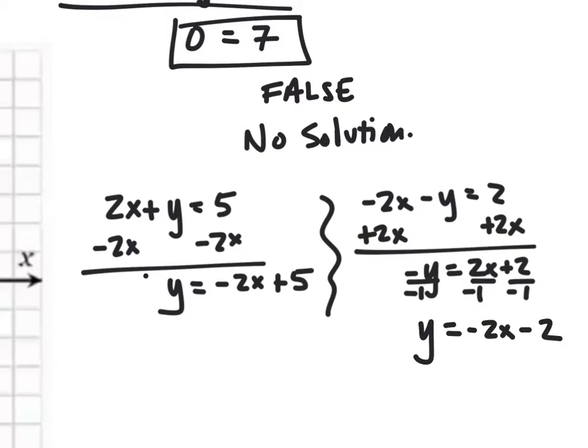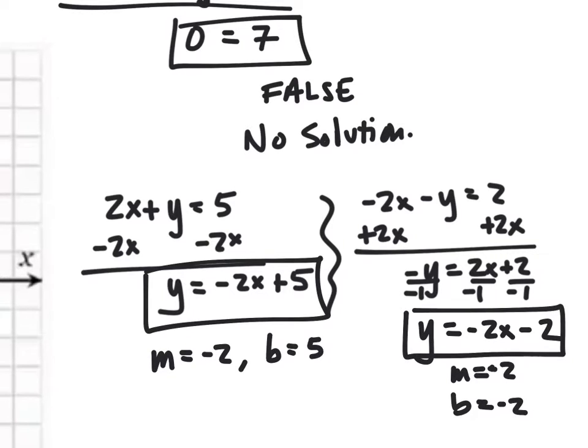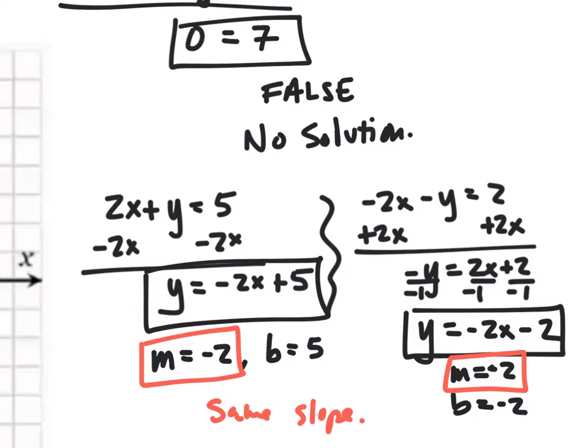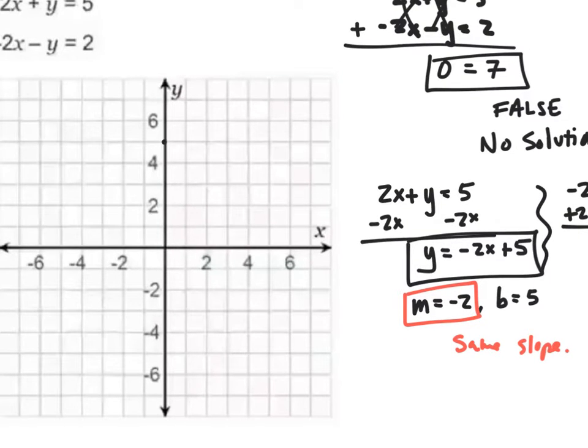Okay, so now notice here, in this equation, I have a slope of negative 2 and a y-intercept of 5. Here I've got a slope of negative 2 and a y-intercept of negative 2. So notice that I have the same slope. So slope is equal to negative 2. Let's graph these real quick. So a y-intercept of 5, slope of negative 2. So down 2 over 1, down 2 over 1, and so forth, to graph this. So I have a line here.